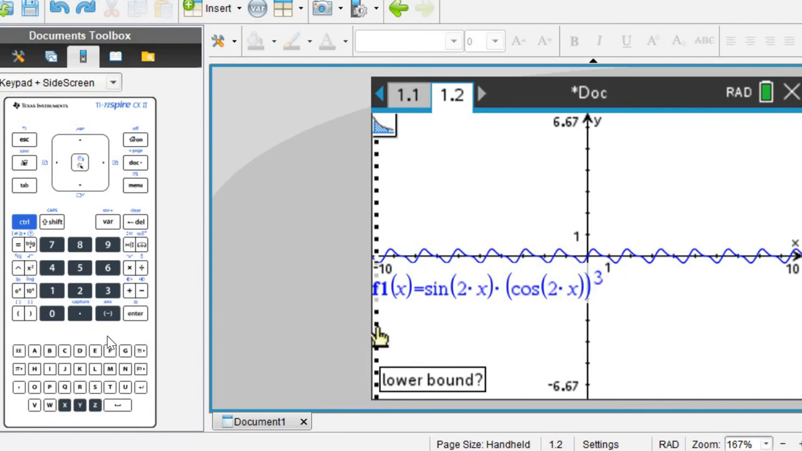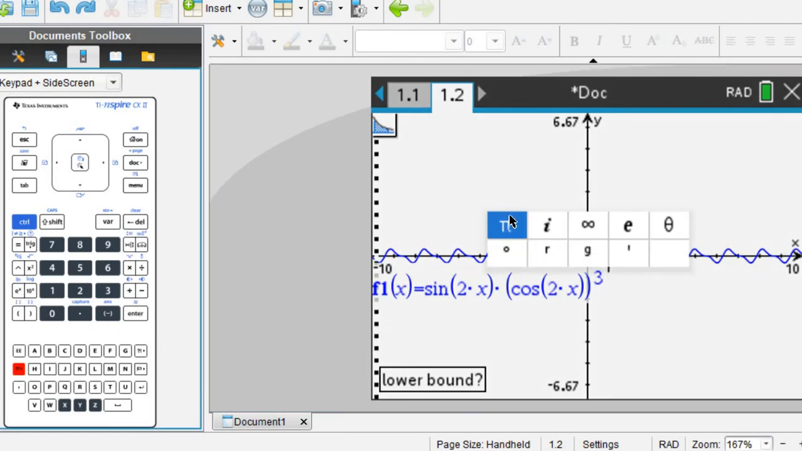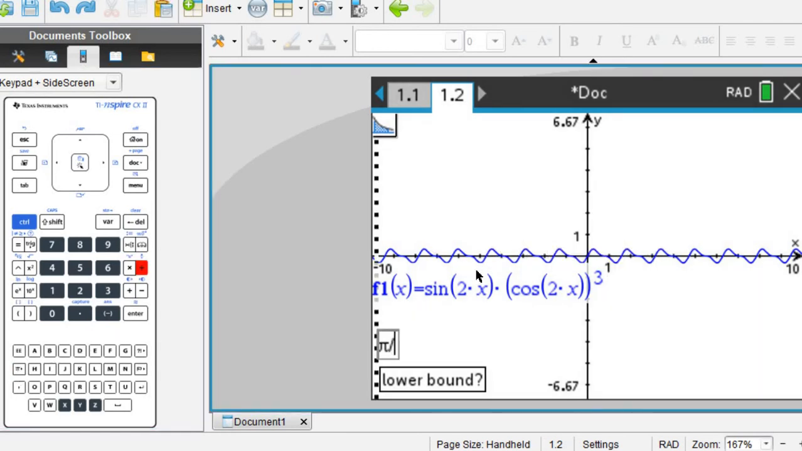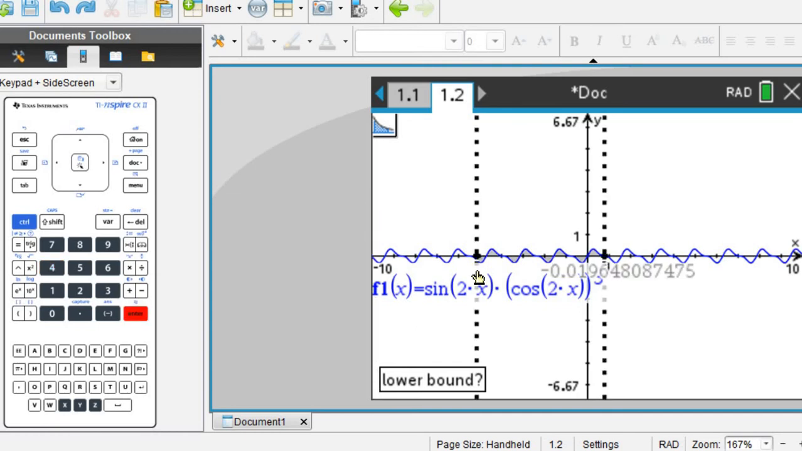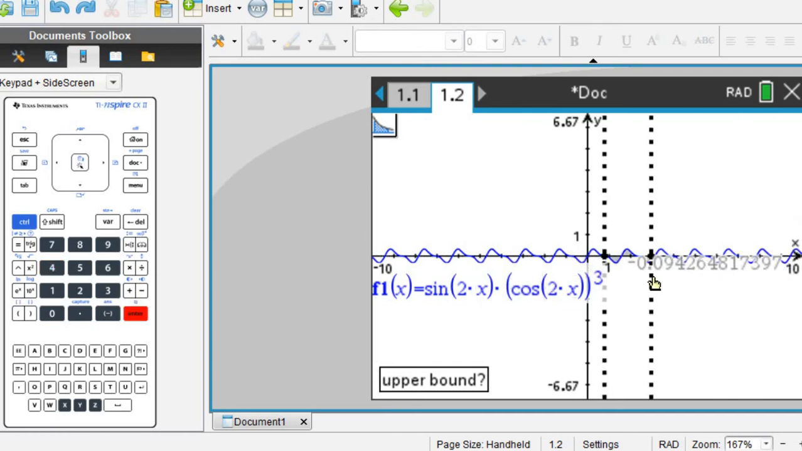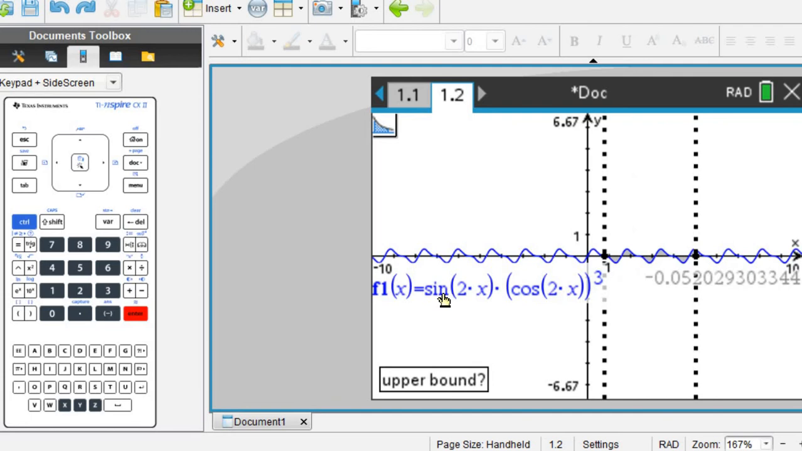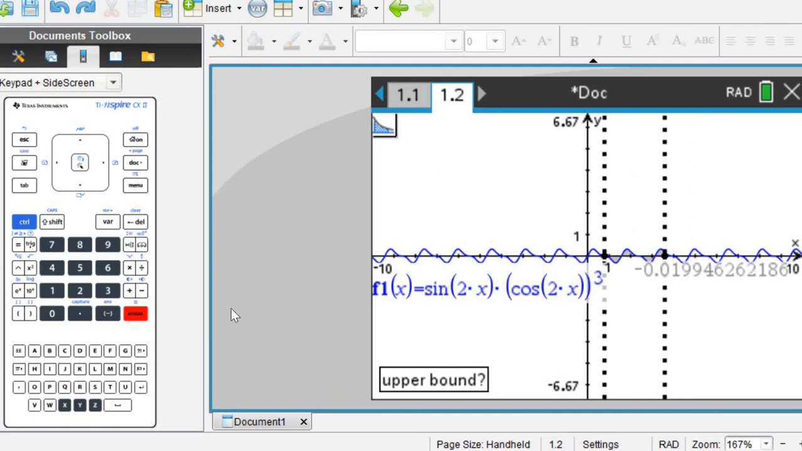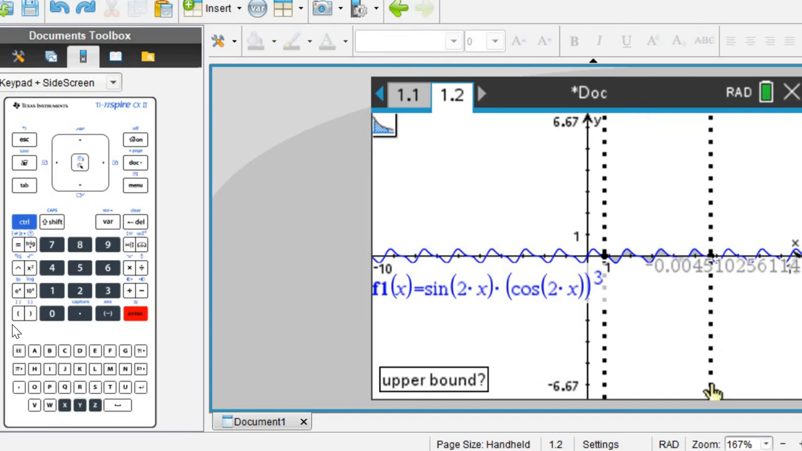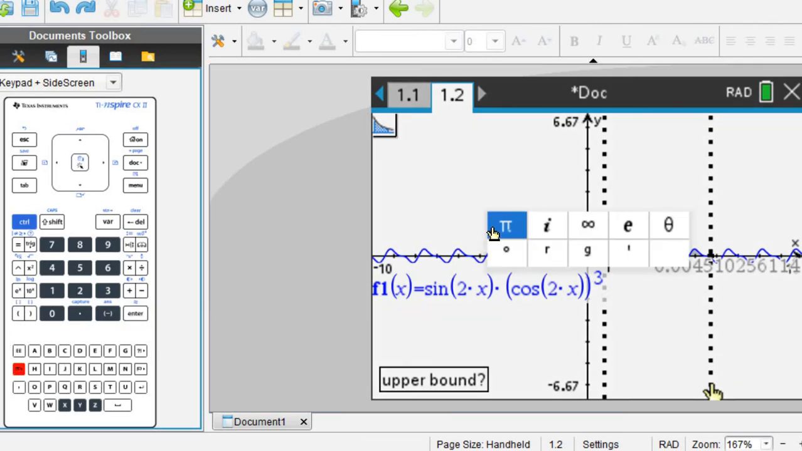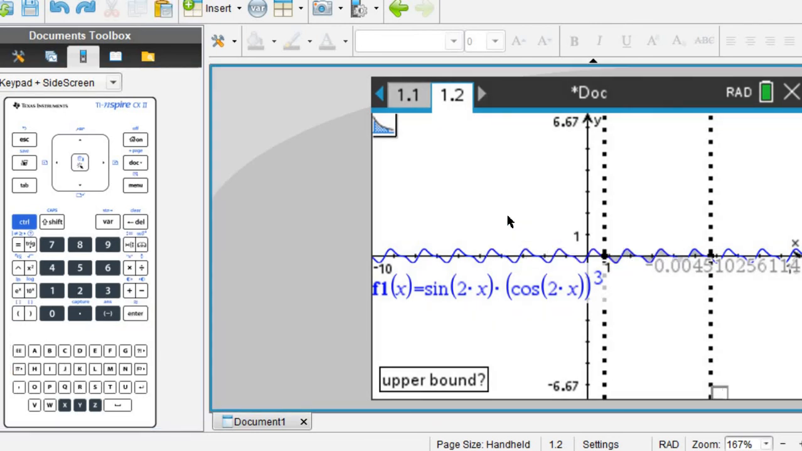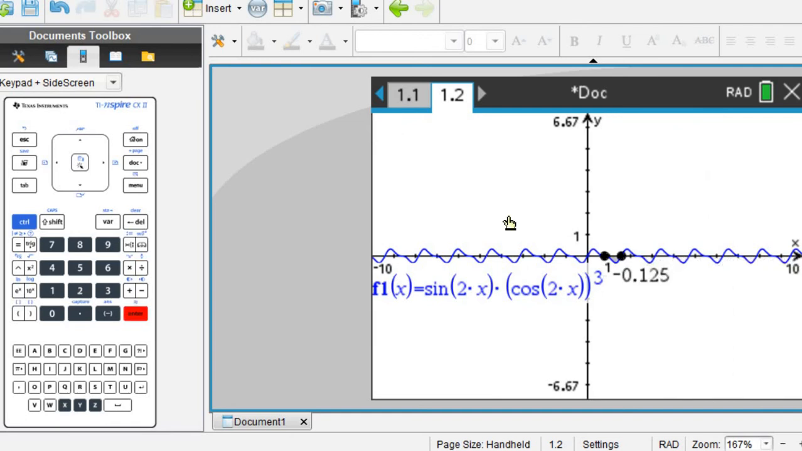For the lower bound, we want pi over 4. Hit enter. And see how it's fixed the lower bound to pi on 4. We now want the upper bound. So let's do the same there and type in pi over 2. And that's exactly what we got on the calculator page, negative 0.125.